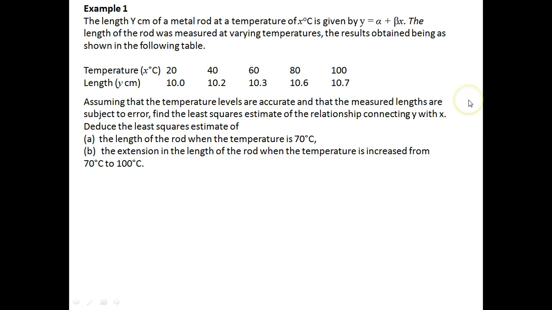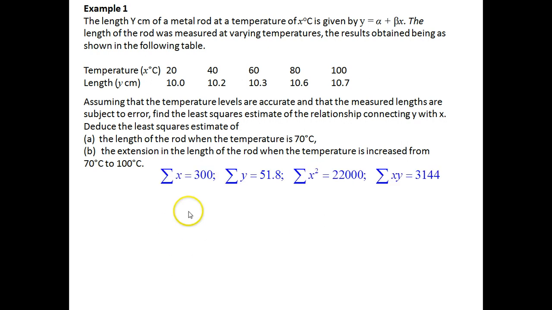Assuming that the temperature levels are accurate and the measured lengths are subject to error, find the least squares estimate of the relationship connecting y with x. Deduce the least squares estimate of the length of the rod when the temperature is 70 degrees and the extension of the length of the rod when the temperature is increased from 70 to 100 degrees Celsius.